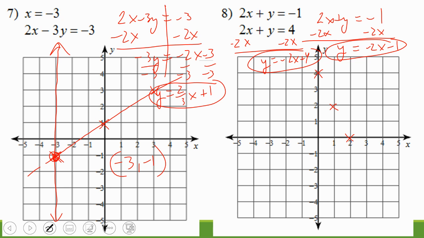I'm going to just make some x's. The second equation, I start at negative 1. I go down 2 over 1, down 2 over 1. And you notice that these two lines are parallel. It means they don't intersect. Well, if the solution is where they intersect, when they don't intersect, that means there is no solution.